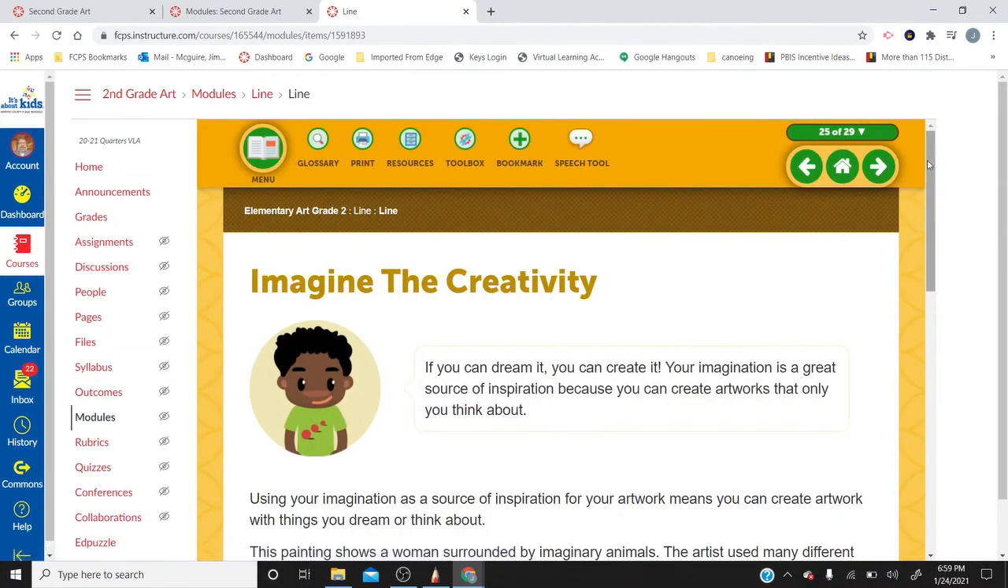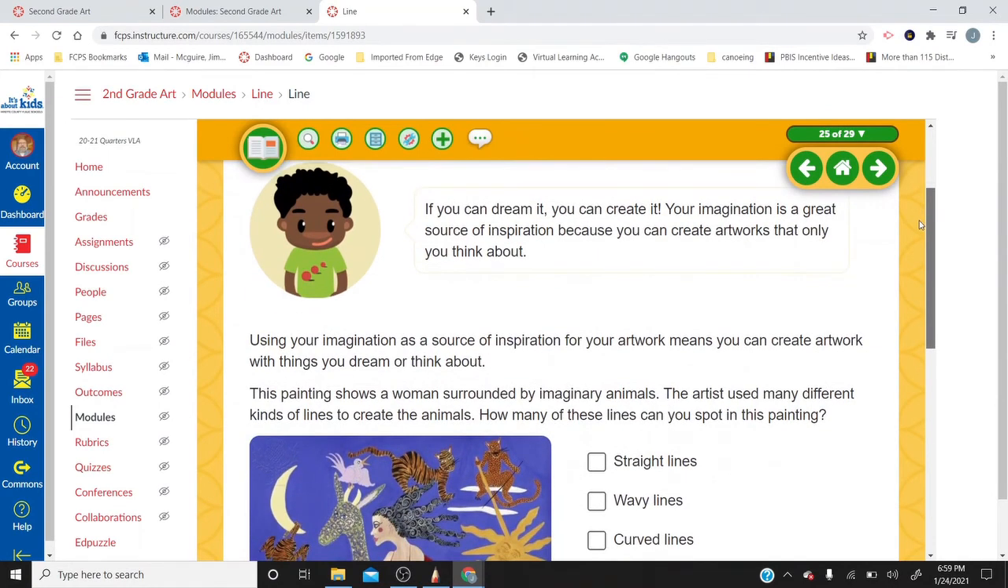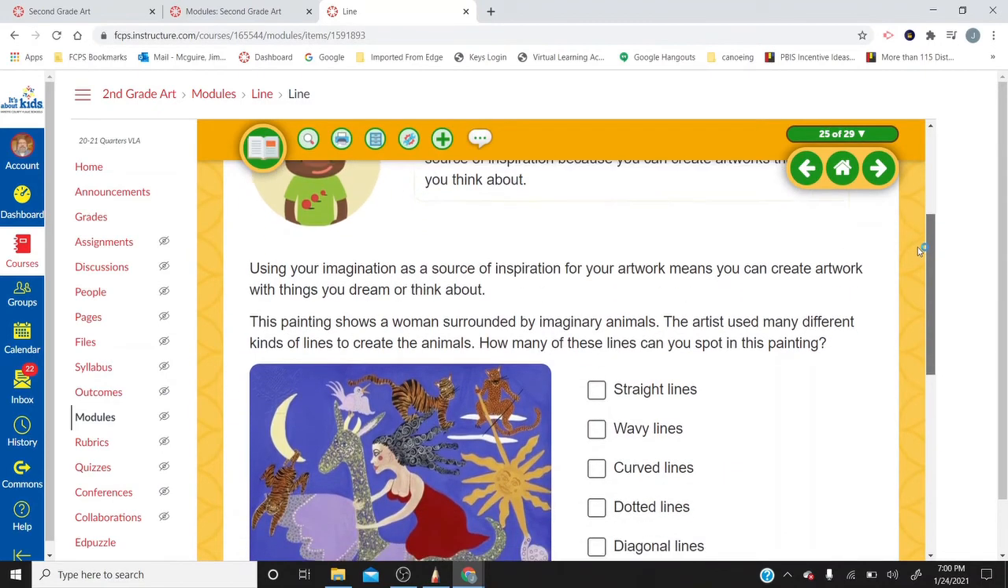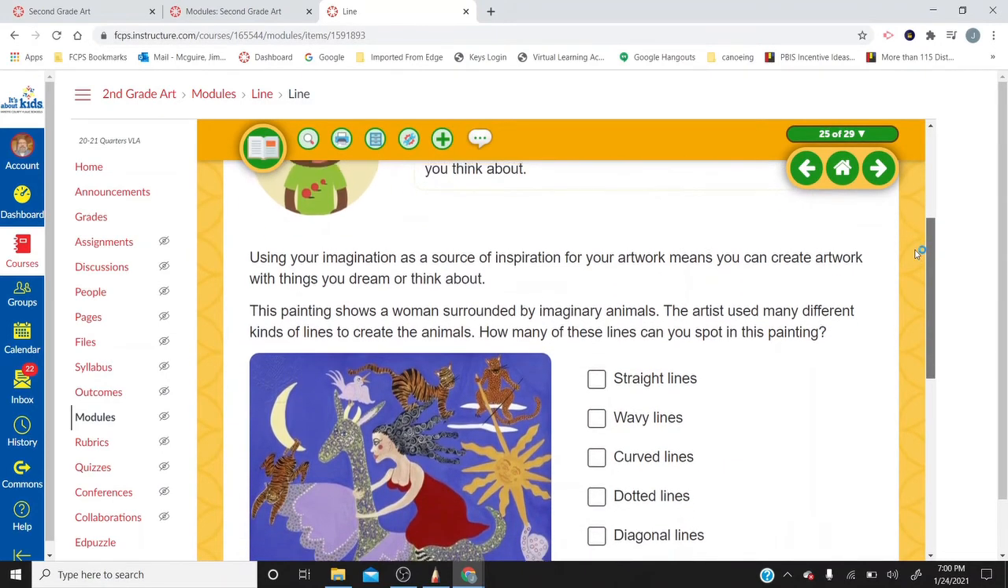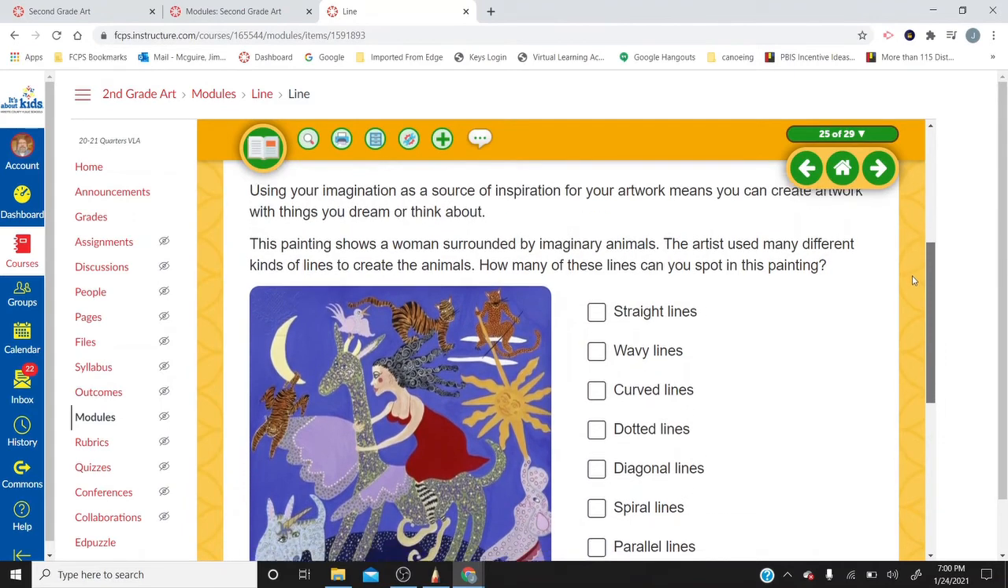So imagine the creativity. If you can dream it, you can create it. Your imagination is a great source of inspiration, because you can create artworks that only you can think of. Using your imagination as a source of inspiration for your artwork means you can create artwork with things you dream or think about. This painting shows a woman surrounded by imaginary animals. The artist used many different kinds of lines to create the animals. How many of these lines can you spot in this painting?